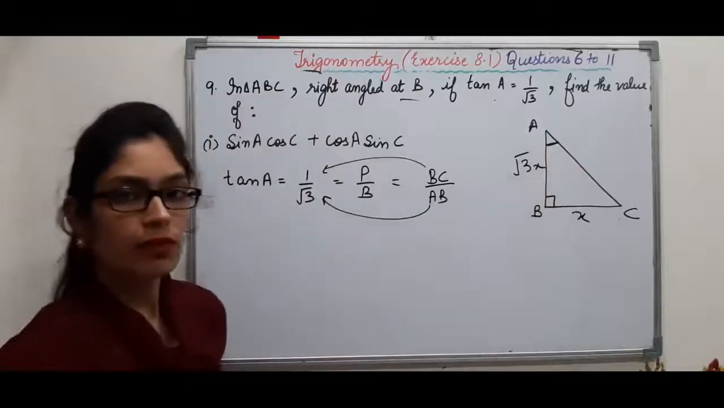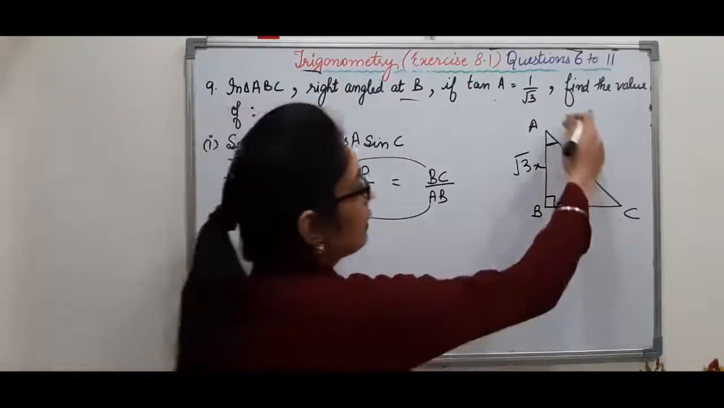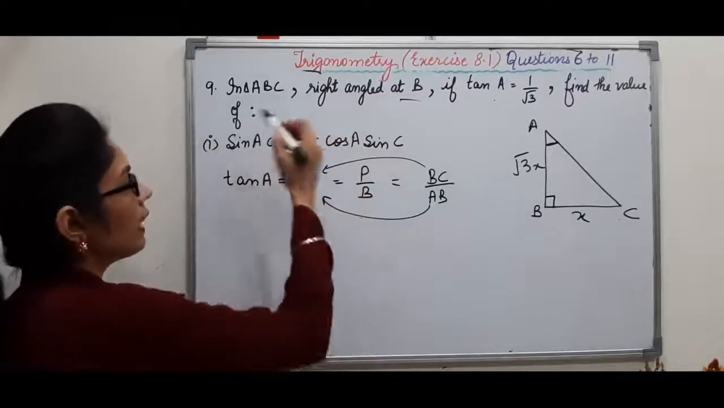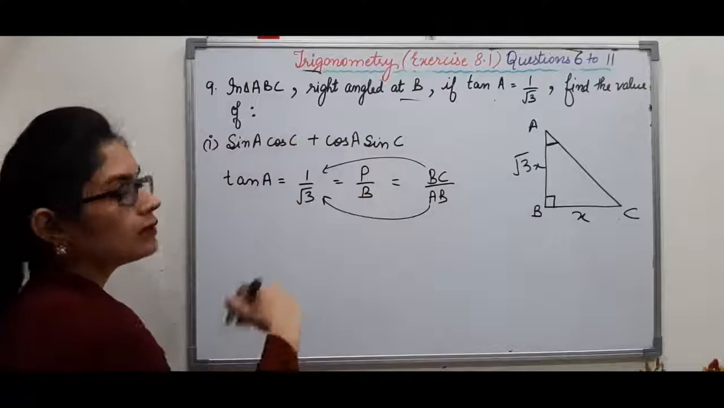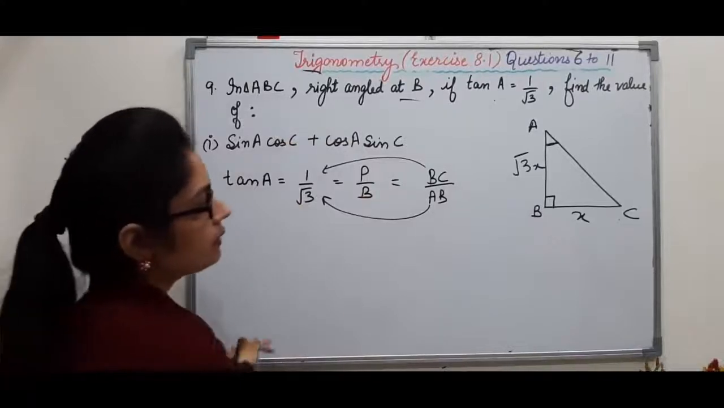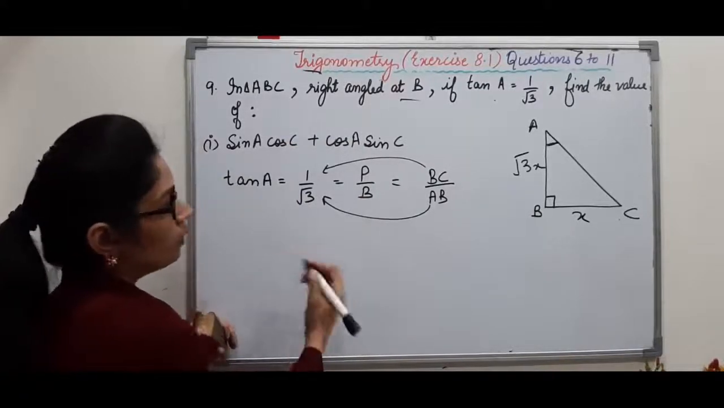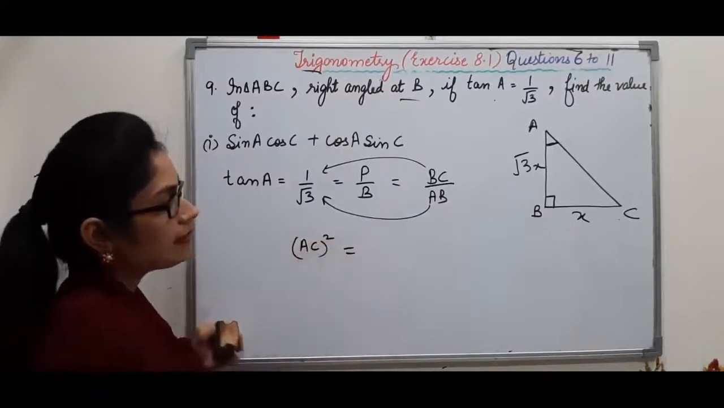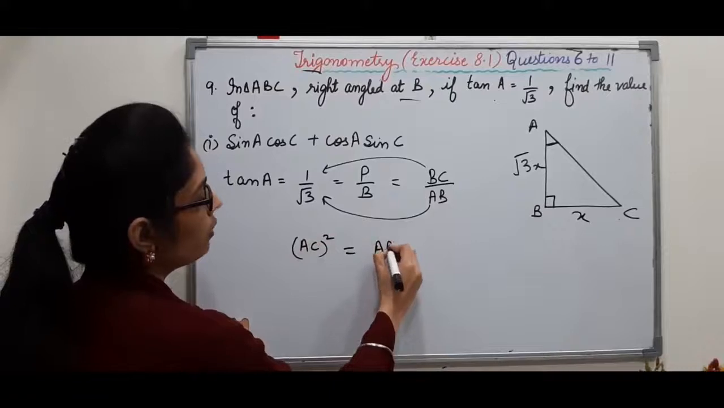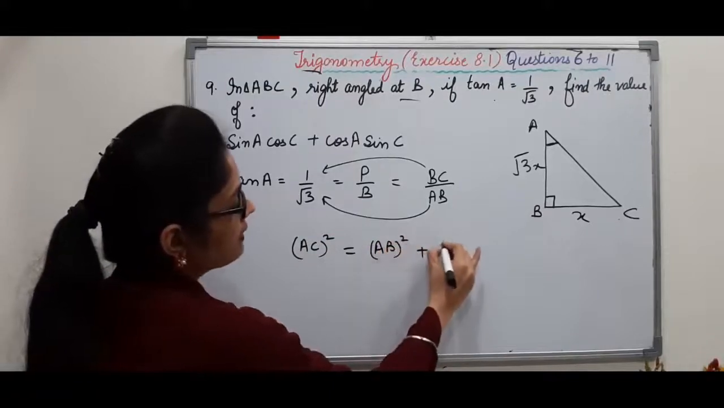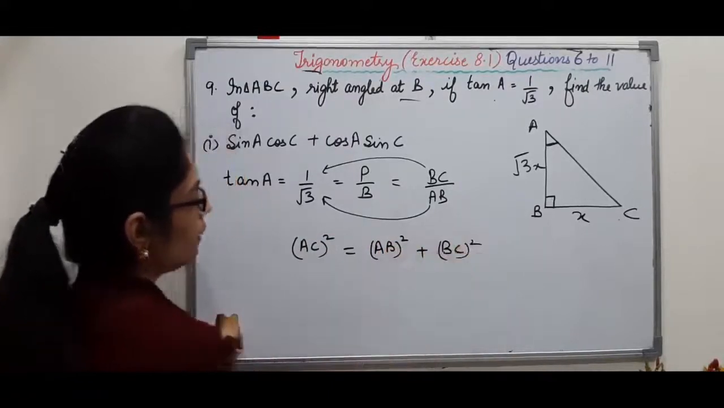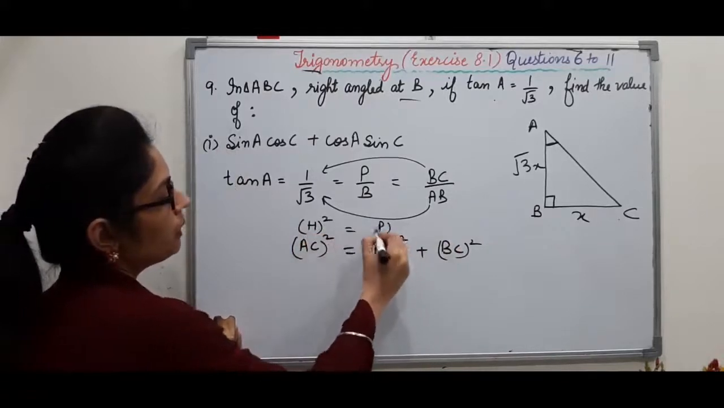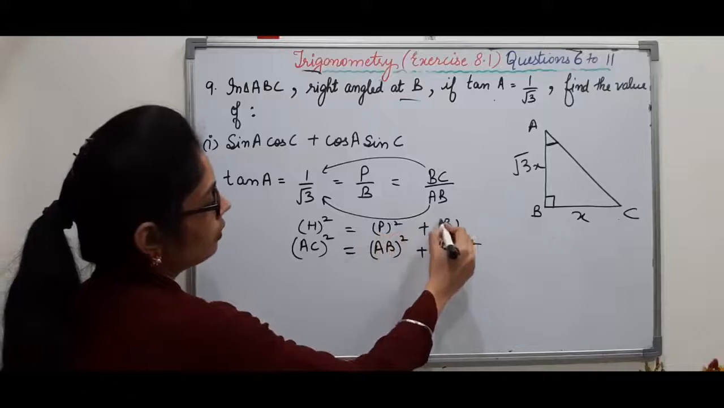Now again we'll use the Pythagoras theorem to find AC, which is the hypotenuse of the triangle, and then we can find the values of sin A, sin C, cos A and cos C. So let's start. AC square, the Pythagoras theorem we are going to apply. AC square is equal to AB square plus BC square. See, AC is the hypotenuse, it's equal to perpendicular square plus base square.